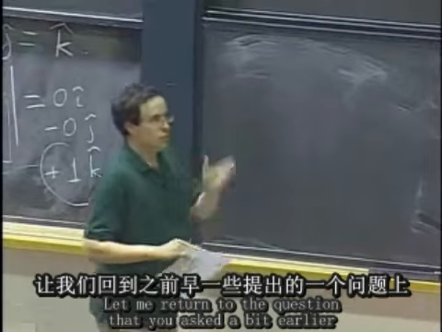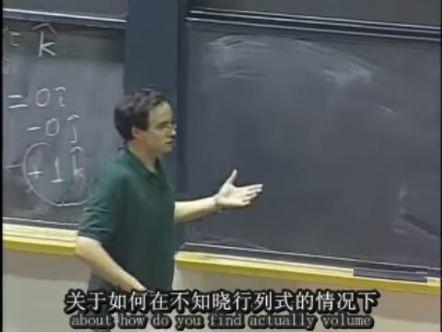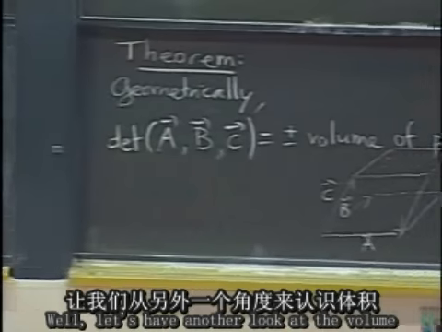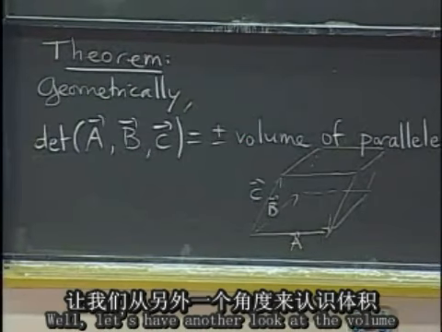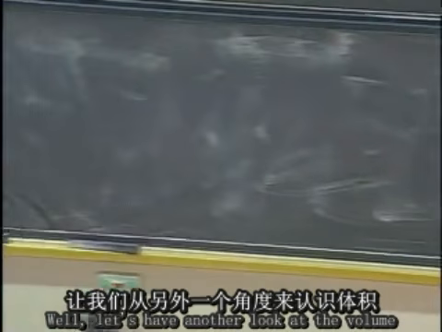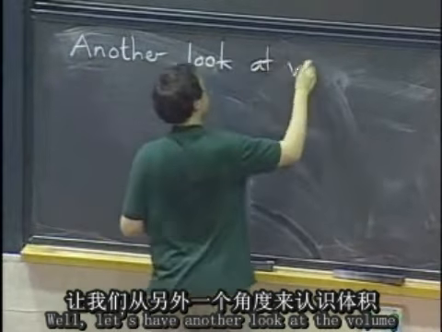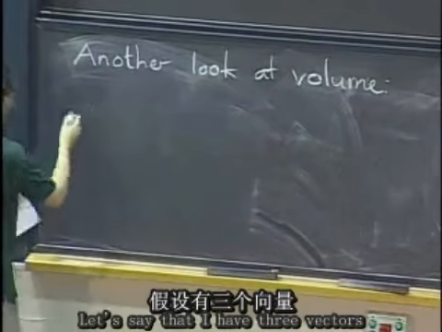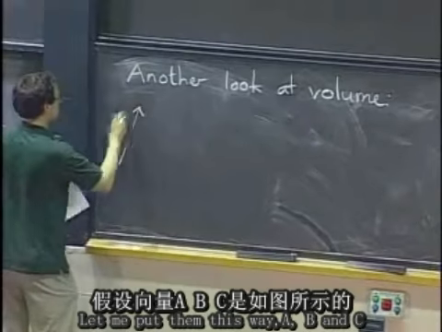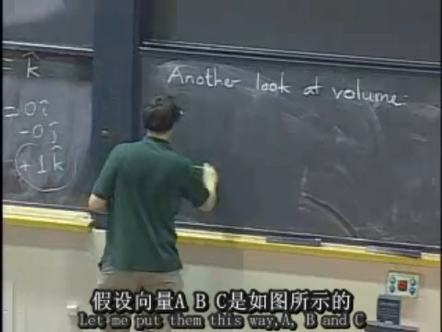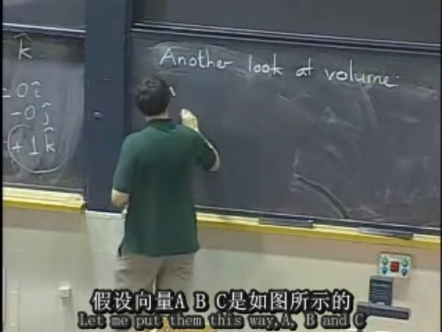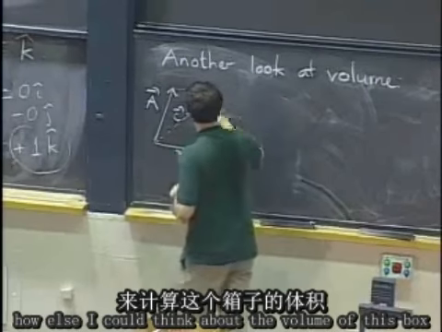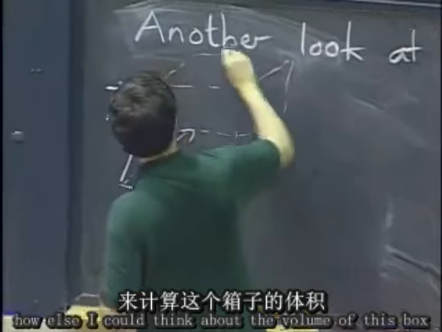So let me return to the question that you asked a bit earlier about how to actually find volume if I don't want to know about determinants. Well, let's have another look at the volume. Let's say that I have 3 vectors. Let me put them this way: A, B, and C. And let's try to see how else I could think about the volume of this box.